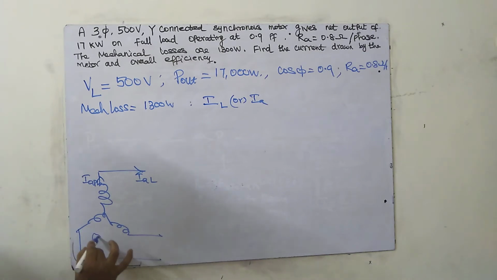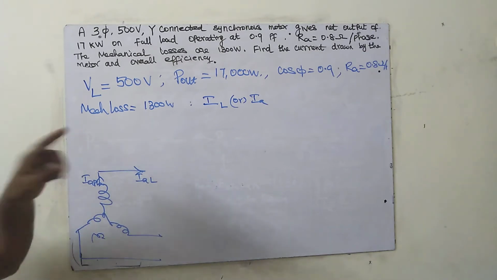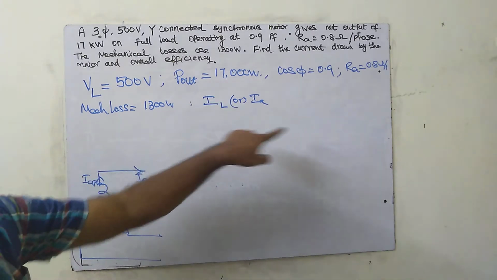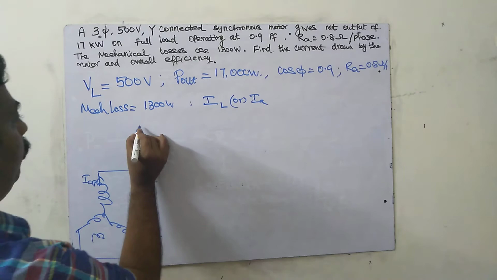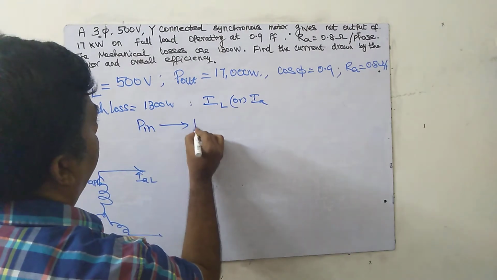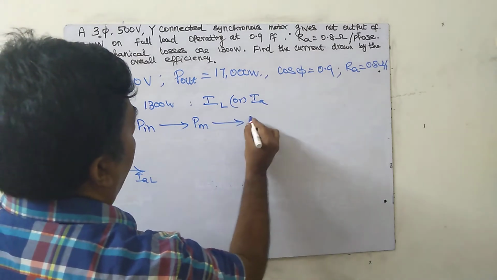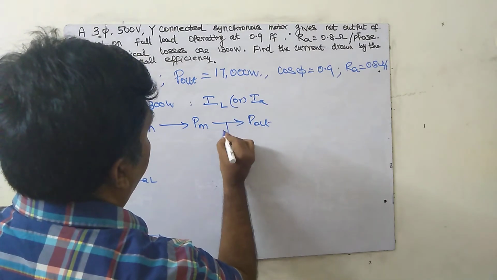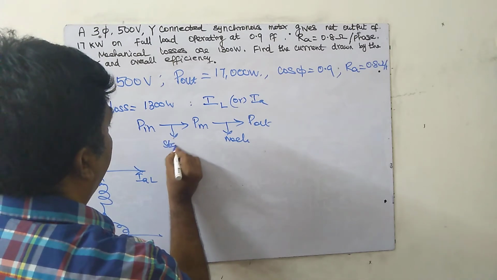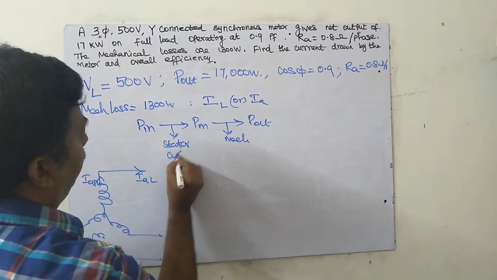The excitation we are giving separately. So what is given and what we have to find: the output power is given, and first we have to write the power flow diagram. What is the power flow diagram? From P in, we will get the mechanical power and then the output power. Here mechanical losses will be there, and here stator copper losses will be occurring.